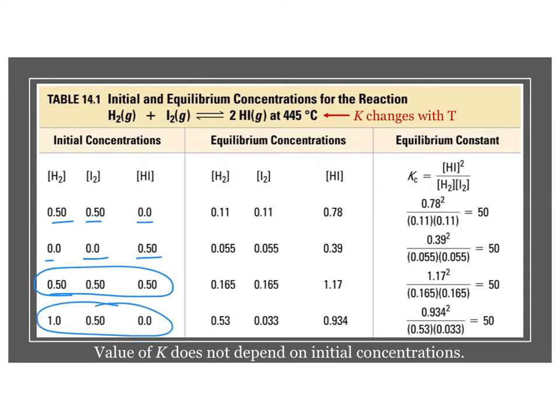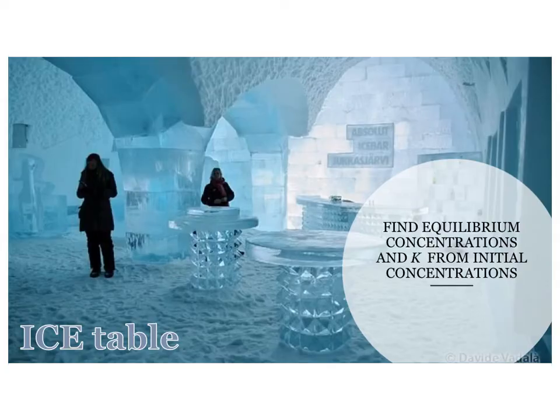But the value of K sub C doesn't change. We see that Kc is a constant at this temperature and does not depend on the initial concentrations. Knowing this, we can find equilibrium concentrations and K sub C from initial concentrations in a reaction mixture.